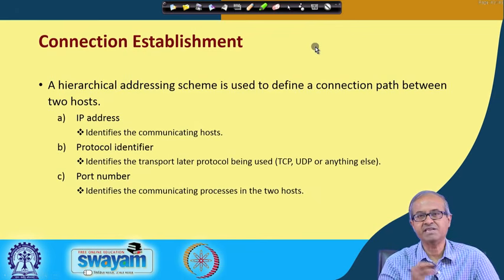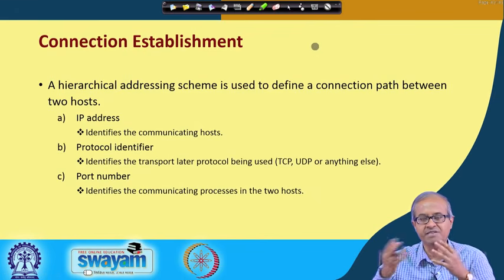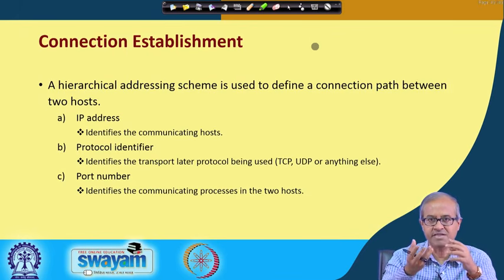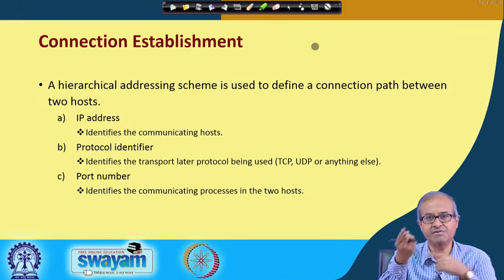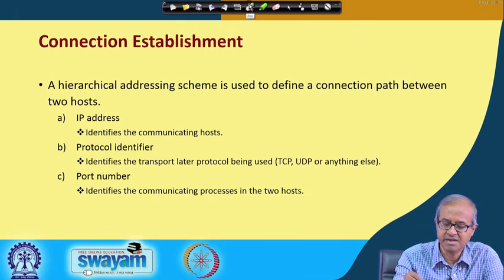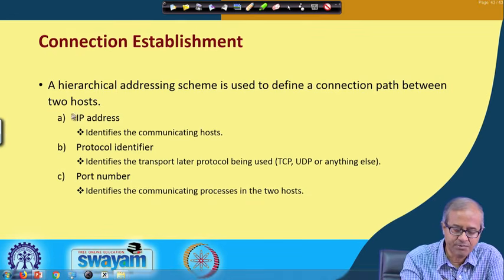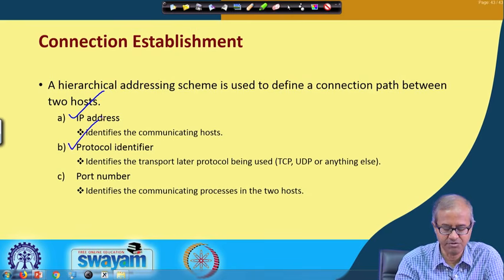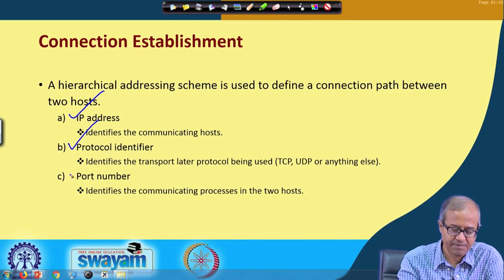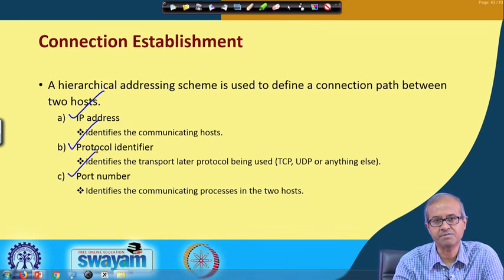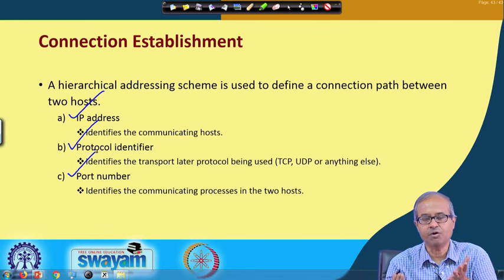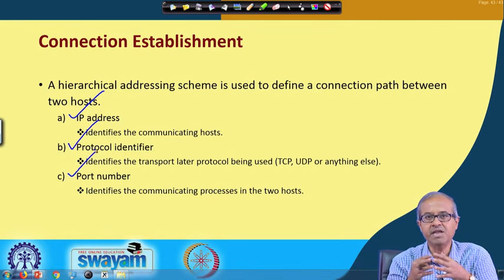Now, talking about connection establishment, whenever under TCP IP I want to establish a connection with another host, there are three things, as I mentioned already, that you need to specify. You need to specify the IP address, which protocol you are using, TCP or UDP, and the port numbers. Only when you specify all of these things can you establish a connection.